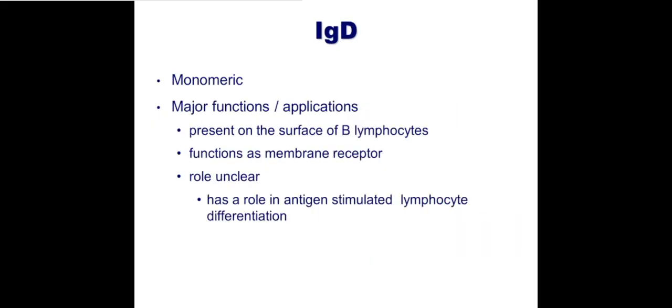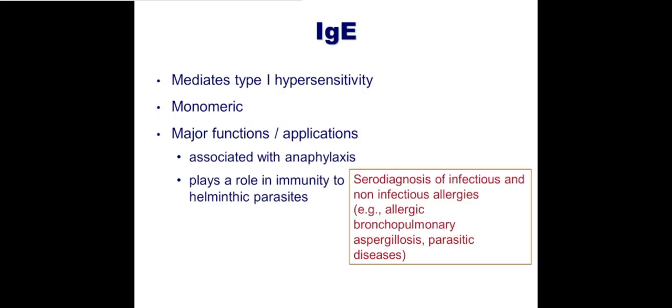IgD. IgD is also monomeric. Only IgM is pentameric, right? IgD is monomeric. It is present on the surface of B lymphocytes and functions as a membrane receptor. The main role of IgD is not clear. It has a role in antigen-stimulated lymphocyte differentiation, but its main role is still not clear.